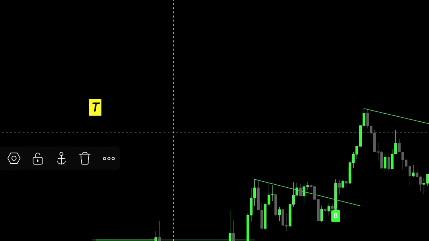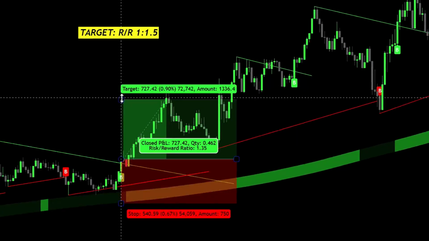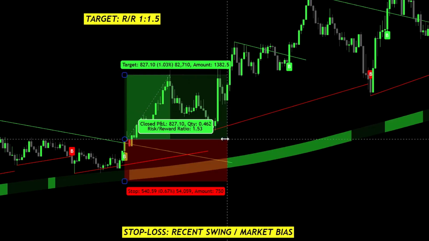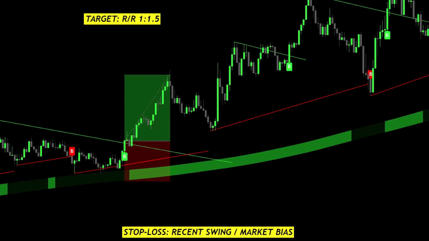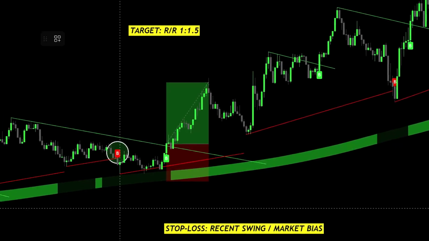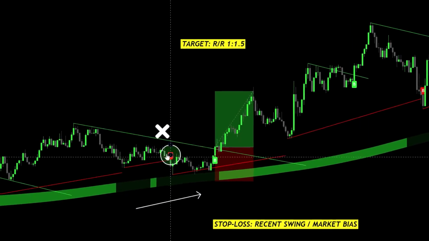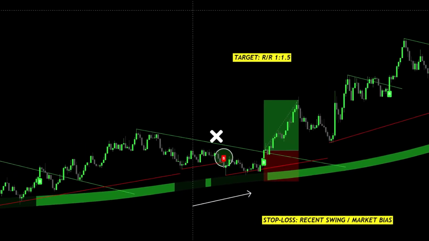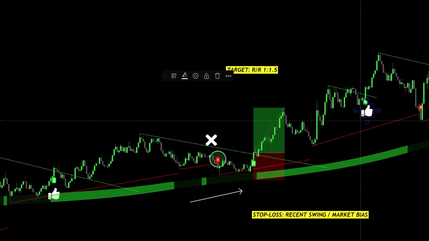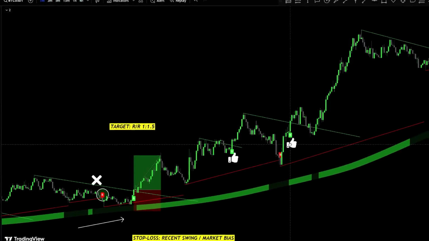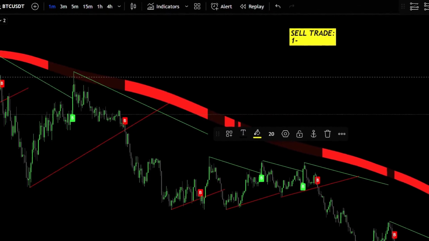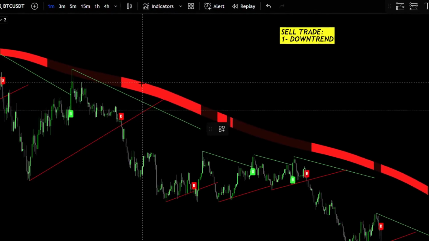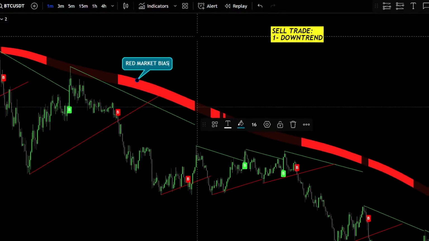And for our target, we'll aim 1.5 times the risk of the trade. This gives us a solid risk to reward ratio. And all sell signals would be ignored. And here's the golden rule. If the market bias is red indicating a downtrend, we ignore all buy signals. We only want to take buy trades when the overall trend is in our favor.